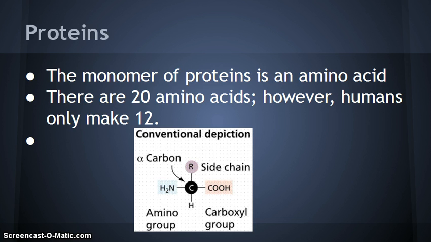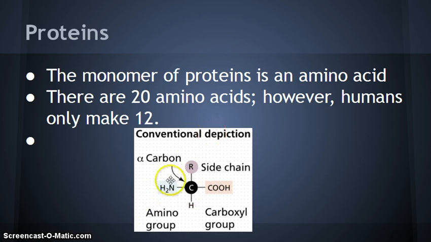So if you look at this picture right here, this is a picture of an amino acid. It's the conventional depiction, and I want you to copy this down in your notes. It's very important. What we are seeing here, if we look over here, this is called a carboxyl group. You see the C, an O, and an OH. And that OH is very important. Remember our dehydration synthesis and our hydrolysis. That's going to be very important for that.